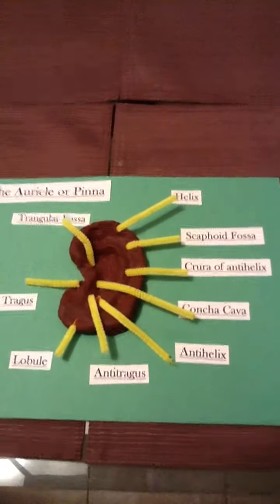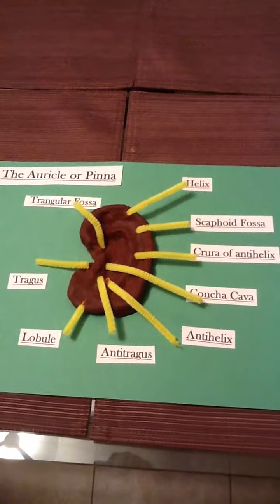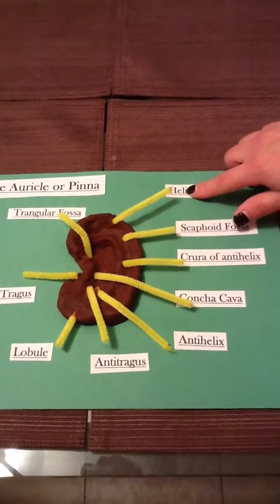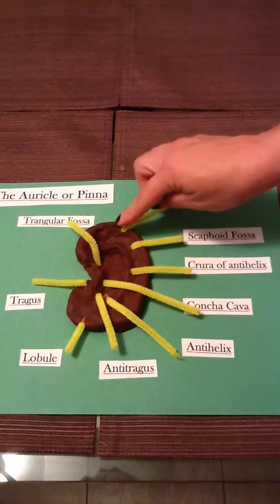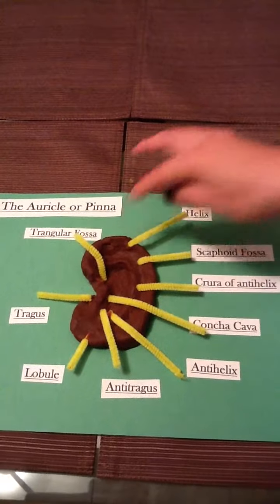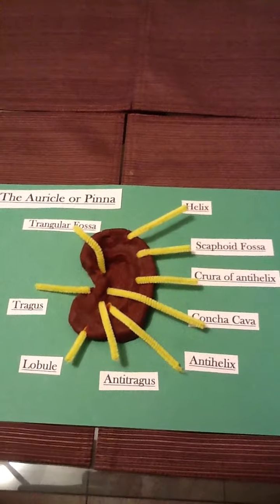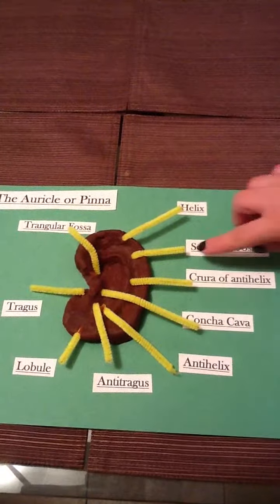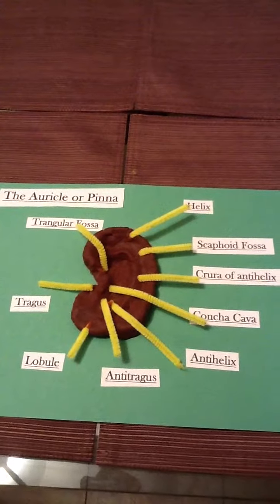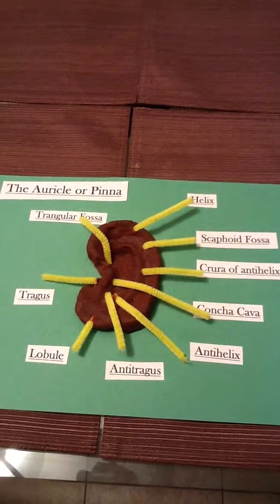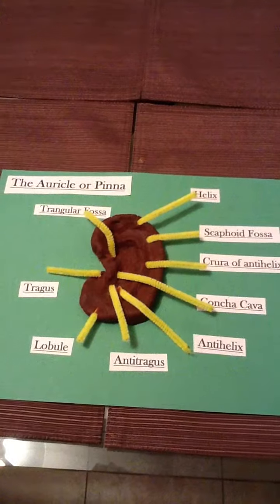The next model we're going to look at is that of the pinna, or the auricle, and the different parts of the pinna. At the very top we have the helix, which forms the curved margin of the pinna. So right in this area would be the helix. Below that is the scaphoid fossa, which sits between the helix and the antihelix. The crura of the antihelix bifurcates superiorly and produces the antihelix.